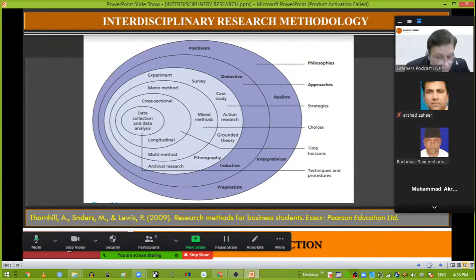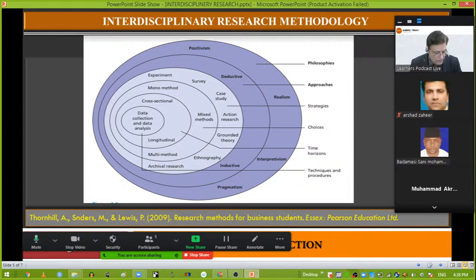Okay, so basically, we will be moving on to the research philosophies in our coming session. Our starting point is what you can see from the research onion: positivism, realism, interpretivism, pragmatism, and all these things. So we are going to discuss the philosophies first in our coming session, and then we'll move on to the different strategies.